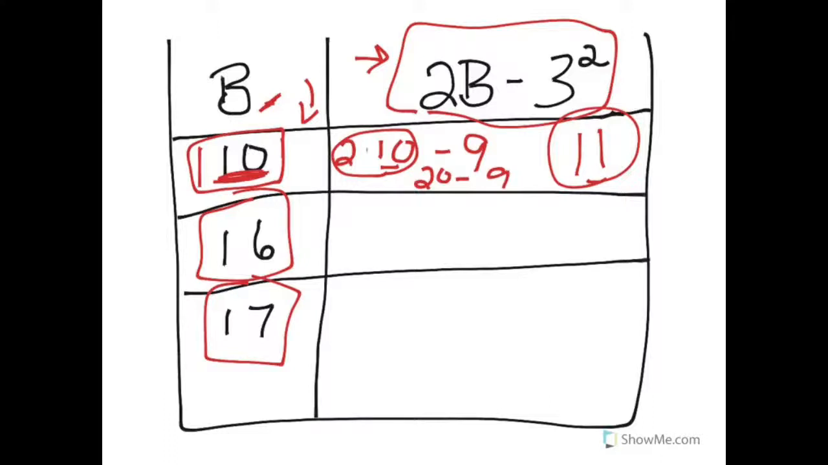Okay, let's try this one. 2b minus 3 squared. If b equals 16, we have 2 times 16 minus 3 squared, which I know is 9.